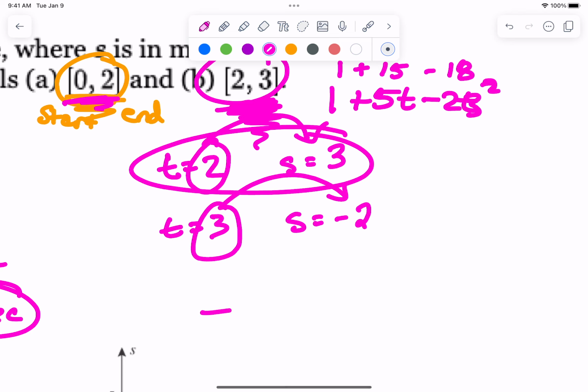Okay. Well, we're looking at 3. All right, now we do our slope. y2 minus y1, over x2 minus x1. What minus what?